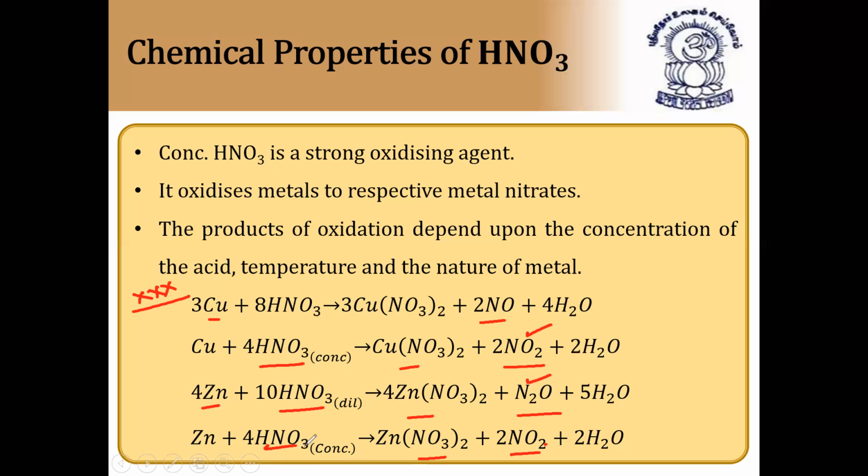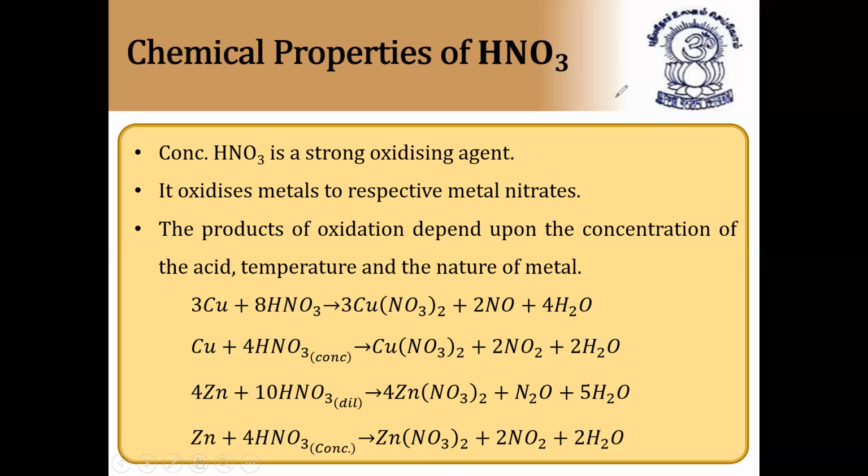And with hot and concentrated, it is common for both copper and zinc. It is due to the formation of nitrogen dioxide. When you take concentrated nitric acid, you will get nitrogen dioxide as product. When you take dilute nitric acid, you will get either nitrogen monoxide or nitrous oxide depending on the metal. With copper, it gives nitrogen monoxide, whereas with zinc, it gives nitrous oxide, that is laughing gas. So I hope it is clear. All these points are very important. So please note down in your classwork.